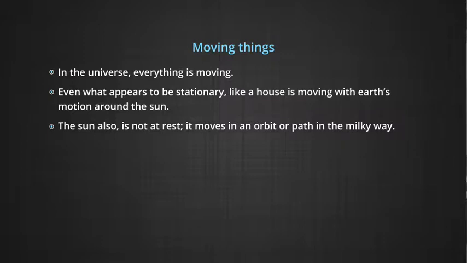Even the sun, which we think is stationary, is moving in an orbit in the Milky Way. A house that we think is stationary is moving with the earth. So, everything moves. How do we recognize what is moving, what is not? Is there any method of this study?